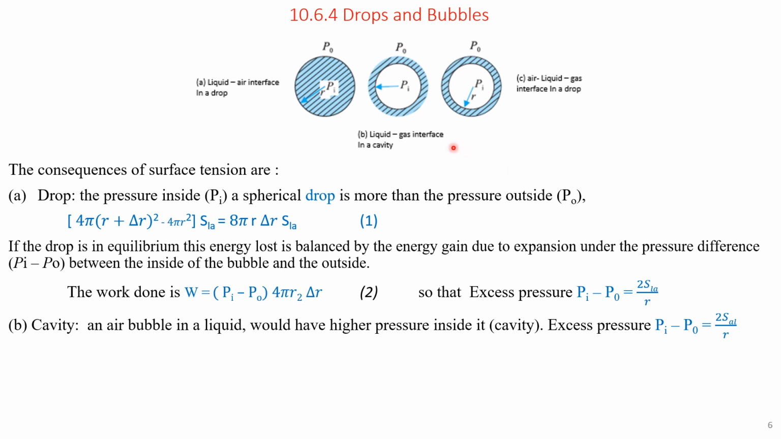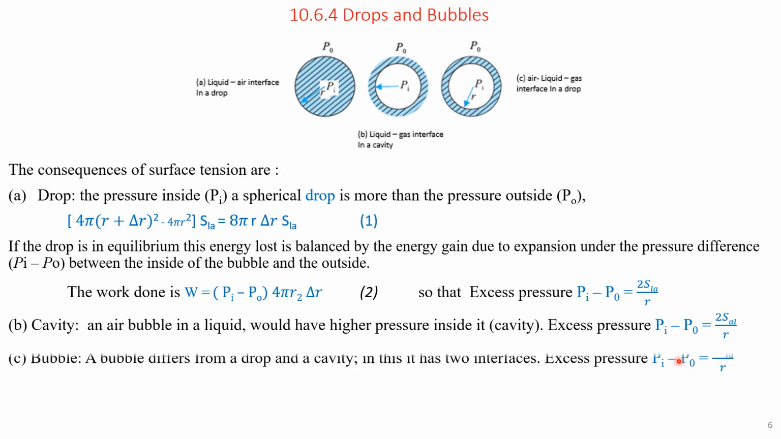Next case is case B, where there is a liquid gas interface in a cavity, an air bubble in a liquid. This bubble is inside a liquid, so it would have higher pressure inside. So Pi is greater than Po. Therefore the excess pressure is given by Pi minus Po is equal to 2 SAL divided by R. That is air to liquid interface, and SAL is the surface tension air to liquid.